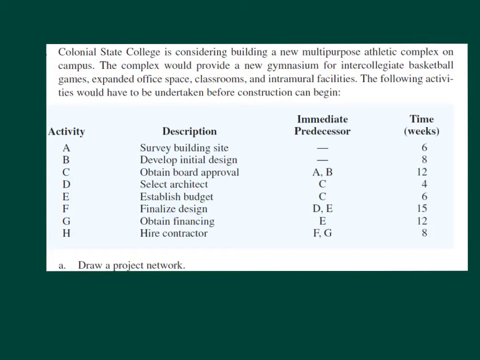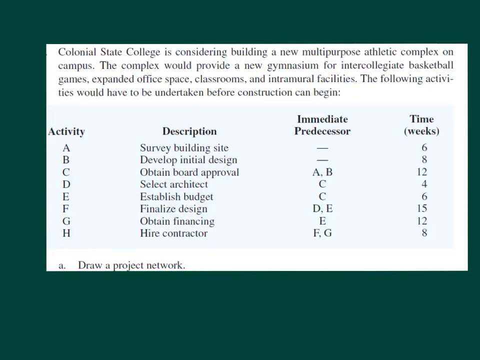Colonial State College is considering a new building, which is going to be a multi-purpose athletic complex on campus. The complex would provide a new gymnasium for intercollegiate basketball games, expanded office space, classrooms, and intramural facilities. Oh, that's nice. They're putting intramurals in there. The following activities would have to be undertaken before construction began. We have survey the building site, which is activity A.